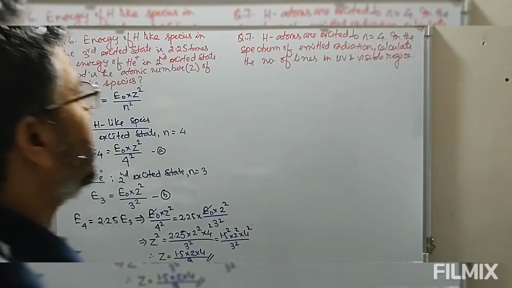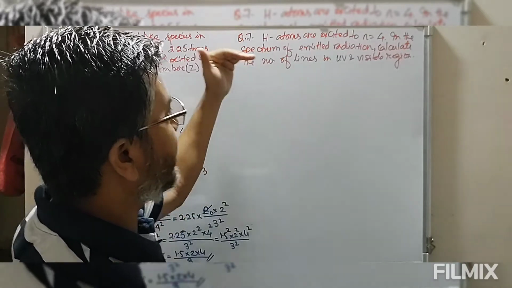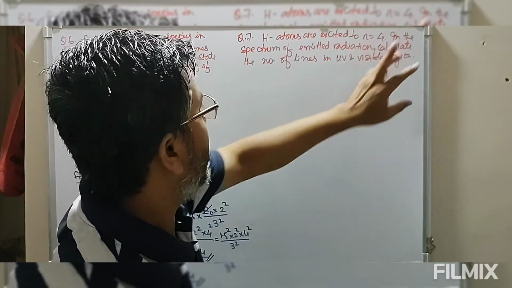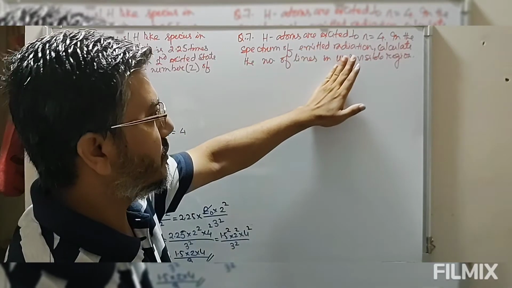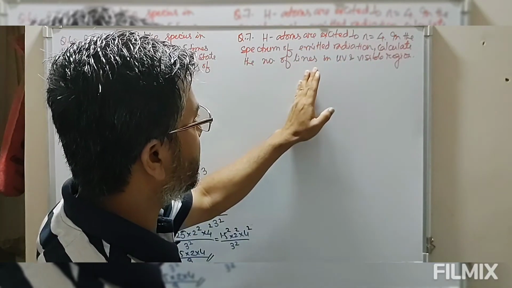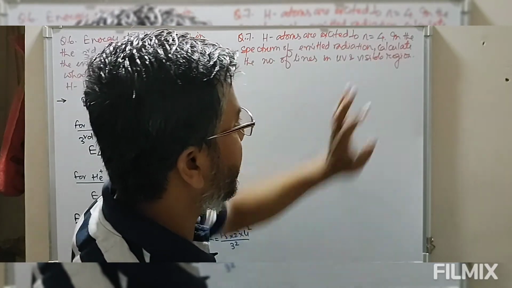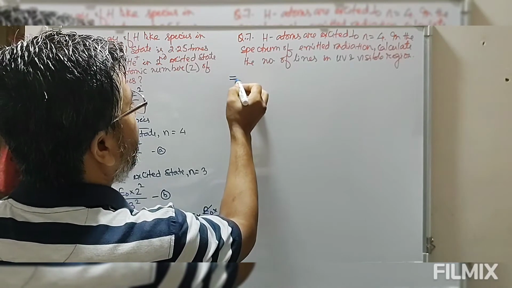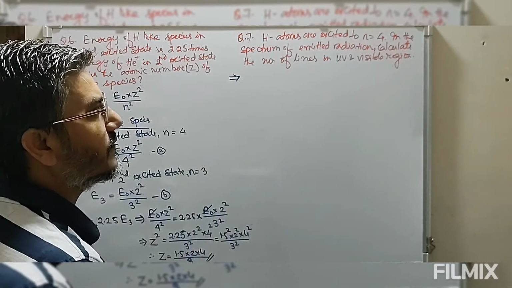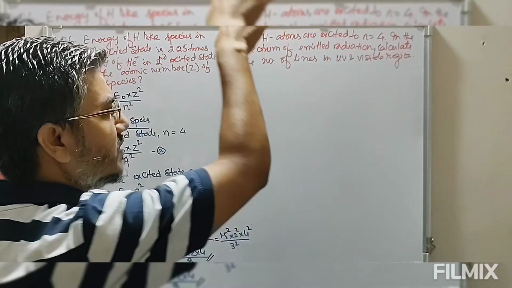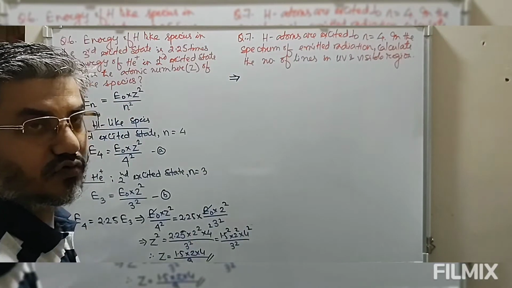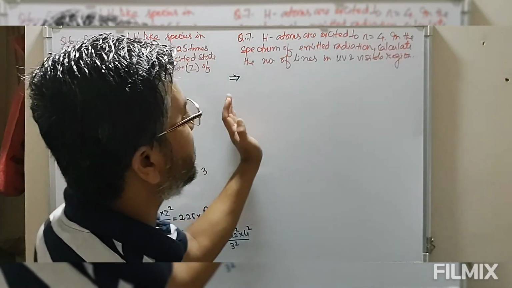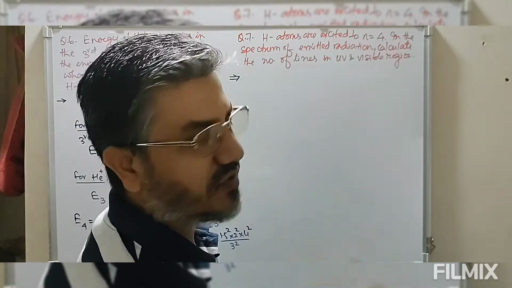Now the next problem says electrons in hydrogen atoms are excited to n equals 4. In the spectrum of emitted radiation, calculate the number of lines that will be observed in the ultraviolet and the visible region. So we have the final state. Now the electron will come from n equals 4 to lower levels. So during this, how many lines will be observed in ultraviolet, and how many lines will be observed in visible.